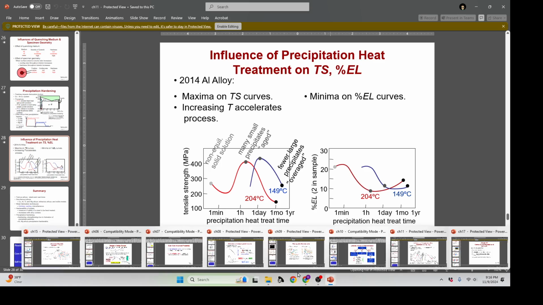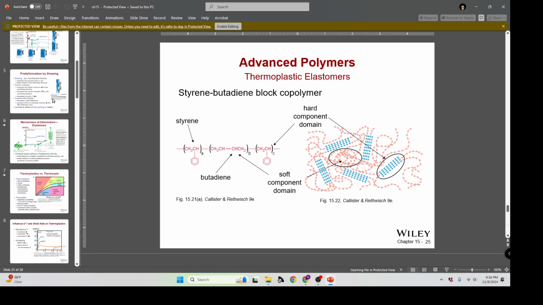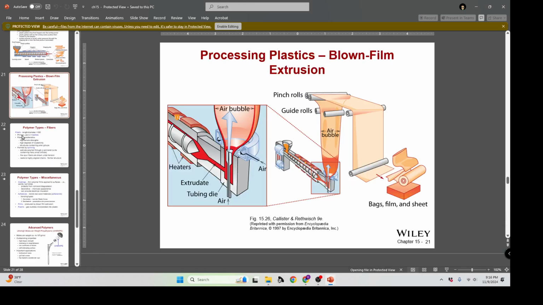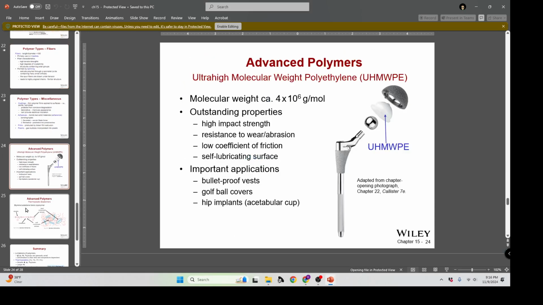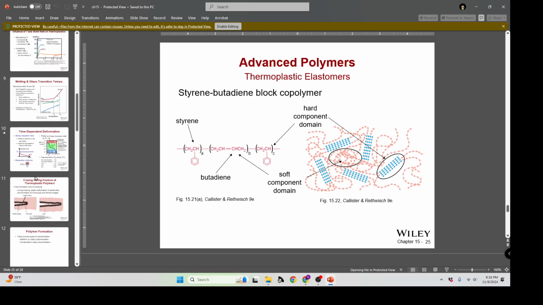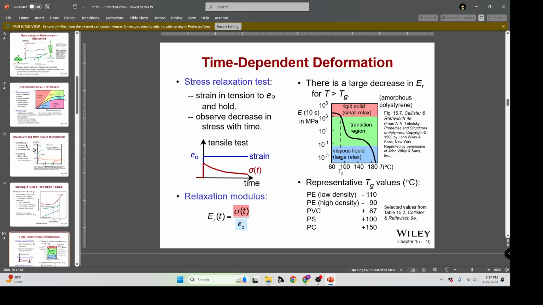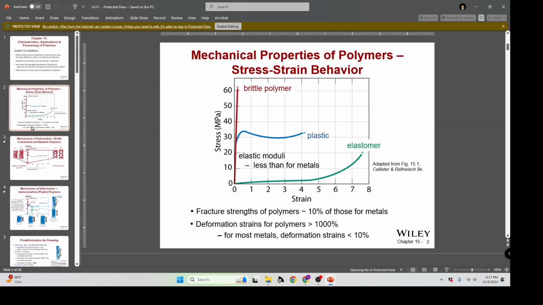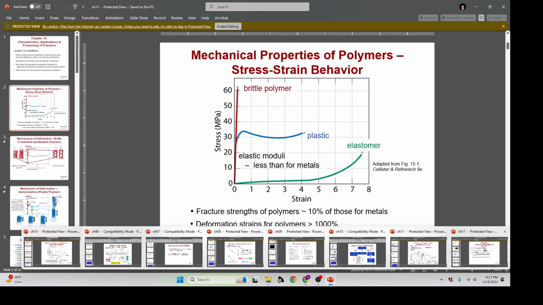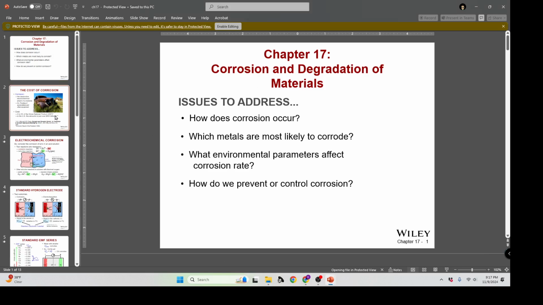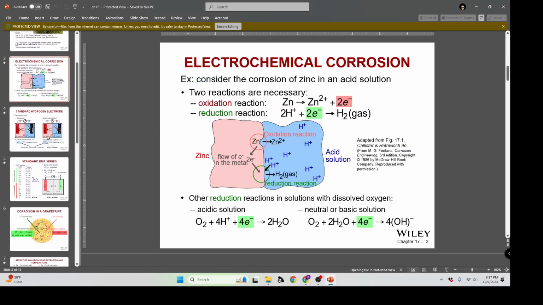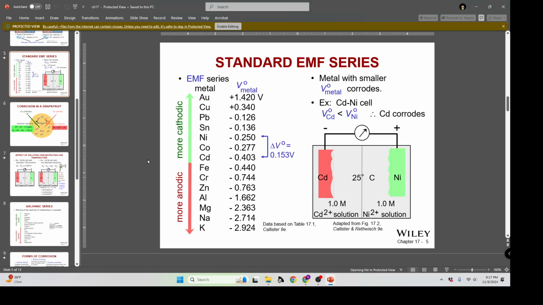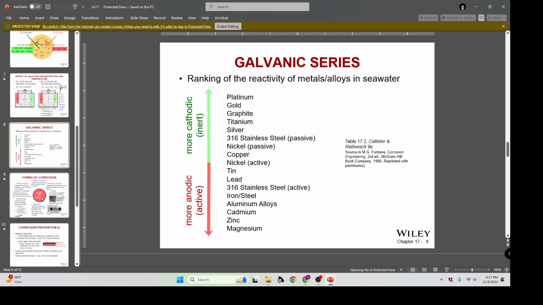Then we get to the polymers, which we've just gone over. So you need to understand fundamentals of processing, what these materials do, and how some of their behavior works, especially in regards to stress and strain and what this actually does. There's also the issues of corrosion and the electrochemical effects of these matters. So all of this is fair game for the test.